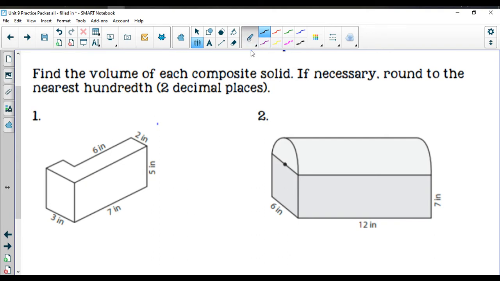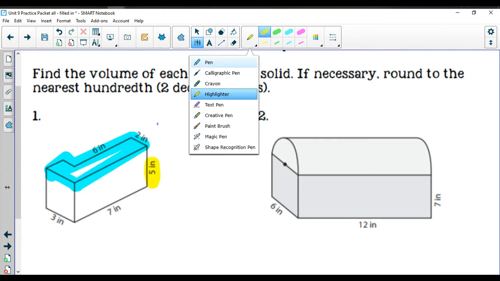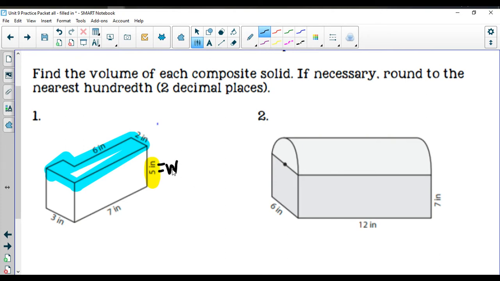actual prism. In our first example here, I'm going to use the highlighting tool. It is actually this backwards L shape, which is going to be our base. And then this 5 inches right here is actually going to represent our W value for this one.